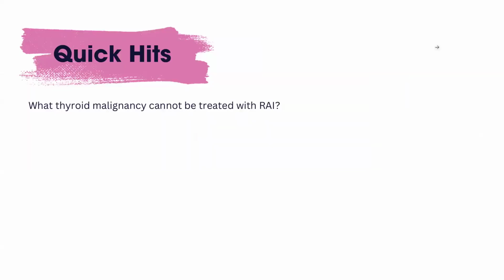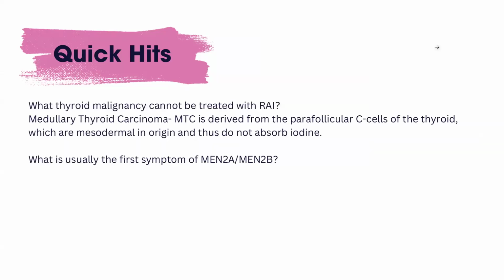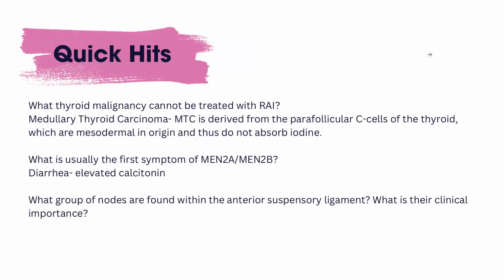Okay. What thyroid malignancy cannot be treated with radioiodine ablation? Yeah, medullary thyroid. That's because it comes from the parafollicular C cells, which are neural crest in origin, so they don't absorb iodine. What is usually the first symptom of MEN2A or 2B? What did you say? No, normally it actually presents with calcitonin elevation and diarrhea.